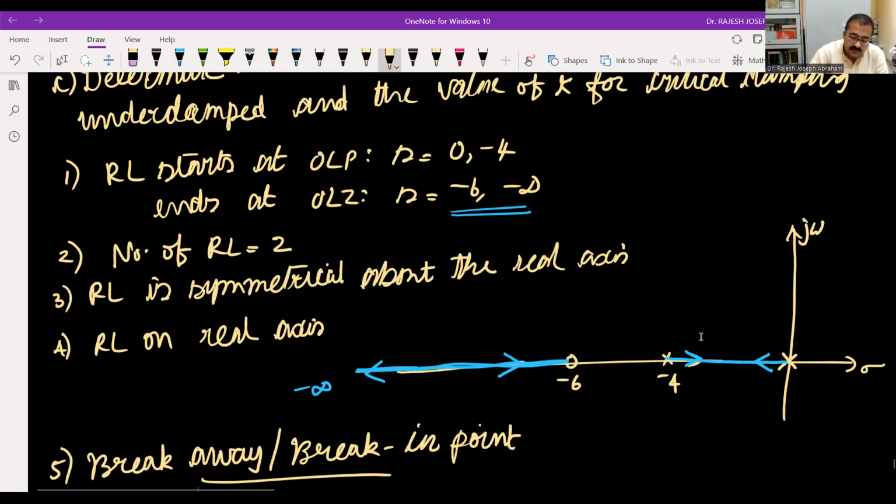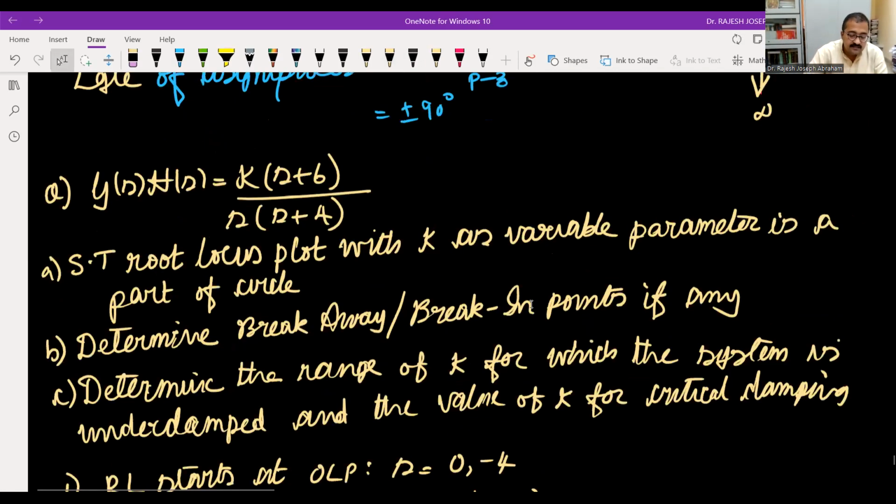Okay, so what is k from this? K will be minus s into s plus 4 by s plus 6. How did I get that? 1 plus G(s)H(s), or I can write 1 plus k G(s)H(s) equal to 0.